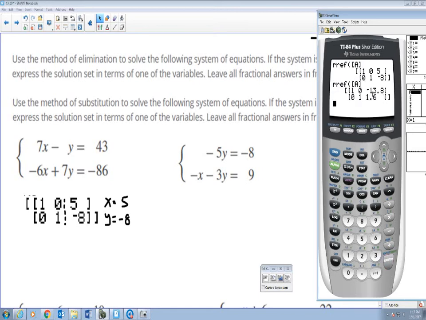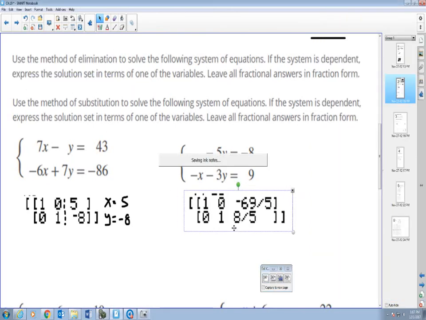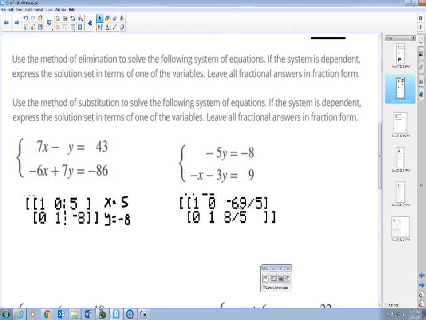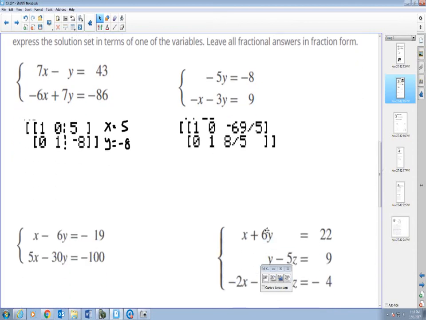Alright, convert this into a fraction, math, number 1. There you go, that's a little bit better. So now this answer means x equal -69/5, y equal to 8/5. That would be my answer. Okay, nice and easy, very simple.